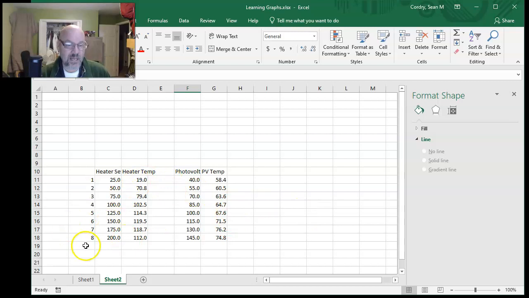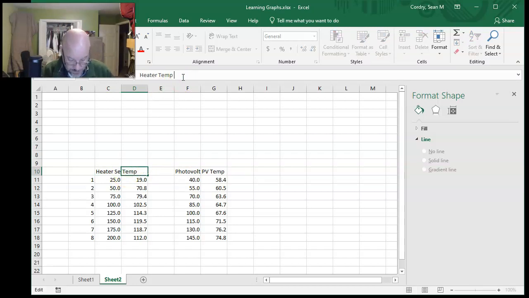Again, I've already got the numbers in here. I've already adjusted the digits. Heater setting, I've got volts on there, heater temperature. Now, I didn't put units on here yet because I want to show you what happens. These units are Celsius, and if I just do this right here, Excel thinks I'm trying to write a copyright. So just do Control Z, and it will undo what it did there.